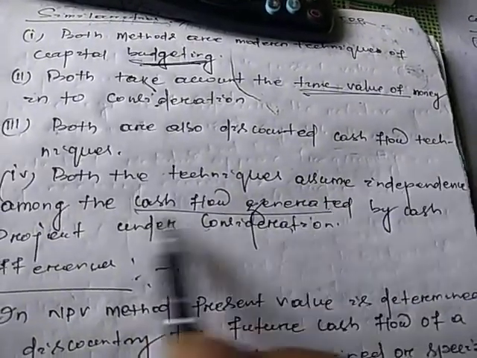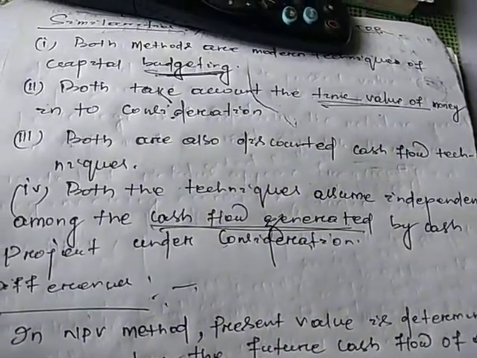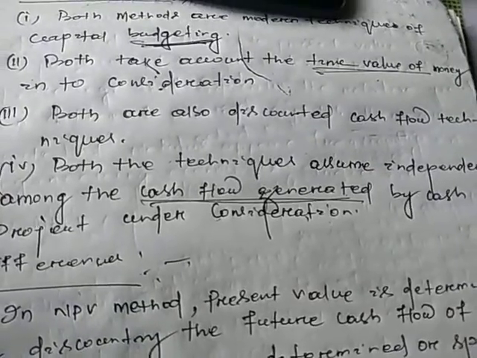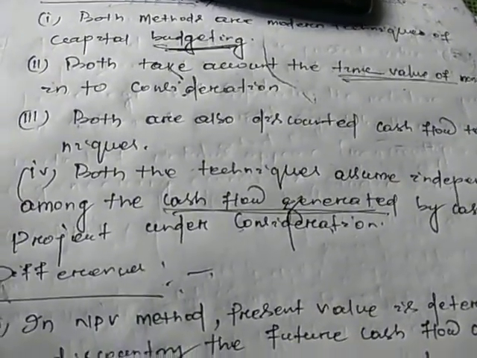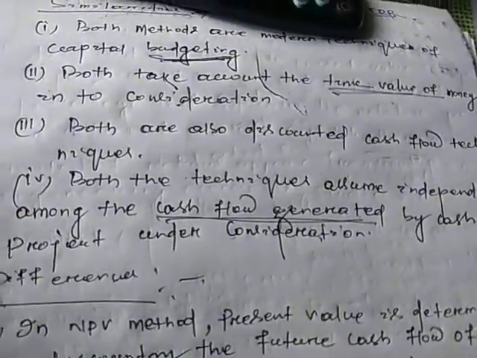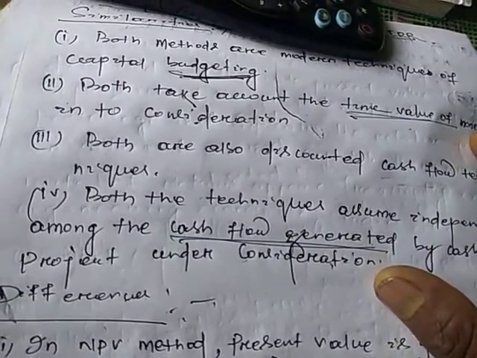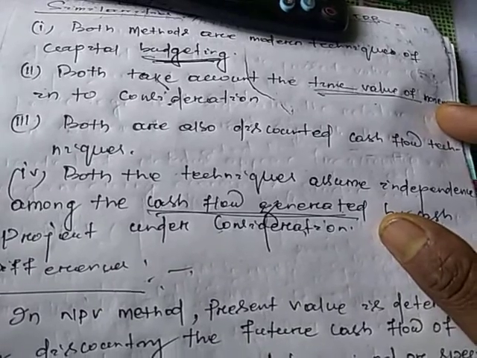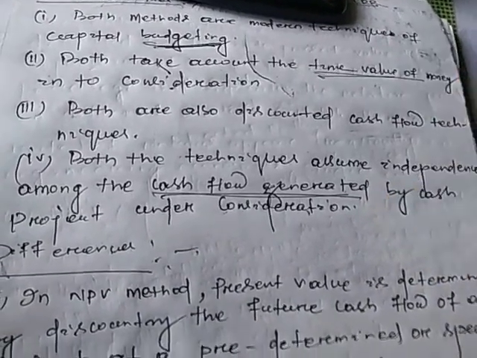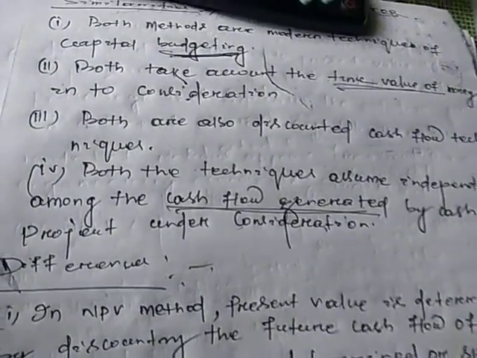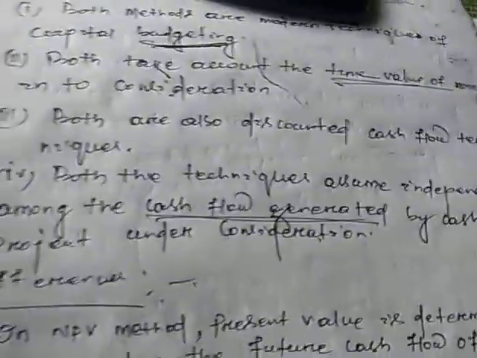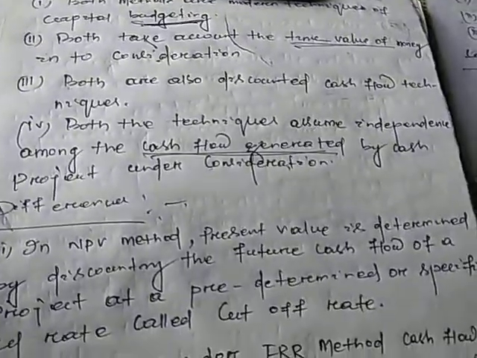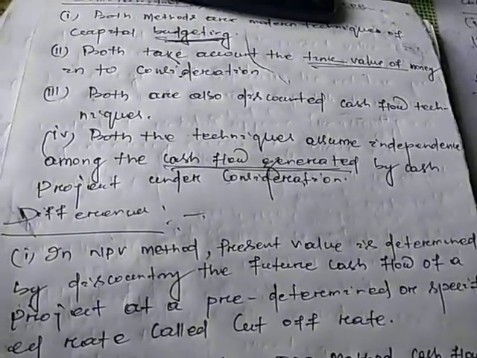So cash flow generated means what? Cash is generated by the project, because cash is invested. Why will people invest cash? Because they want to generate cash. Suppose we are investing so much money in our business, in infrastructure and different service sectors also, to generate cash. So both the techniques assume independence, both are independent ones, right? This is the similarity.